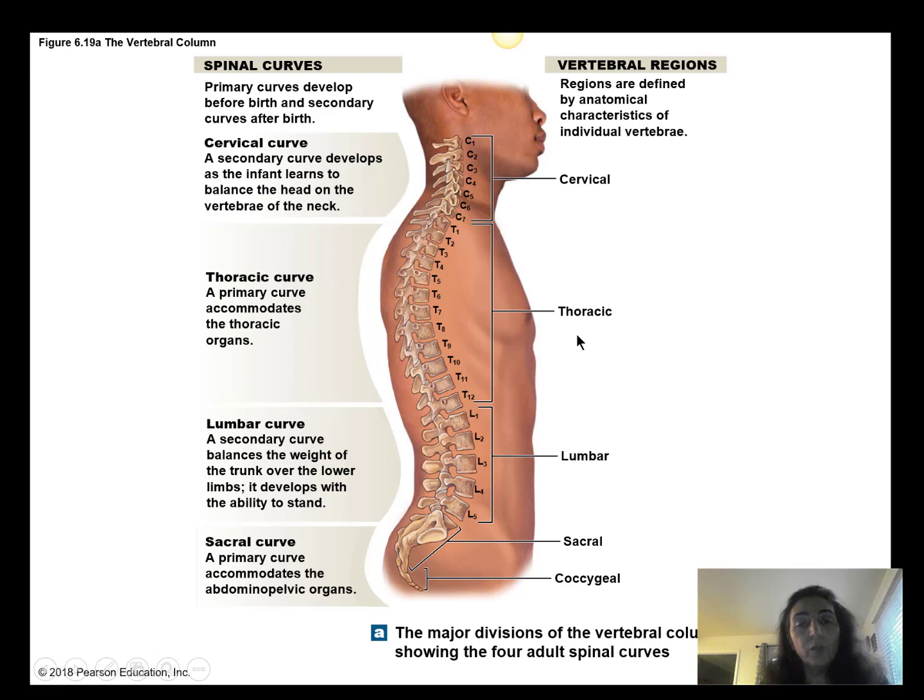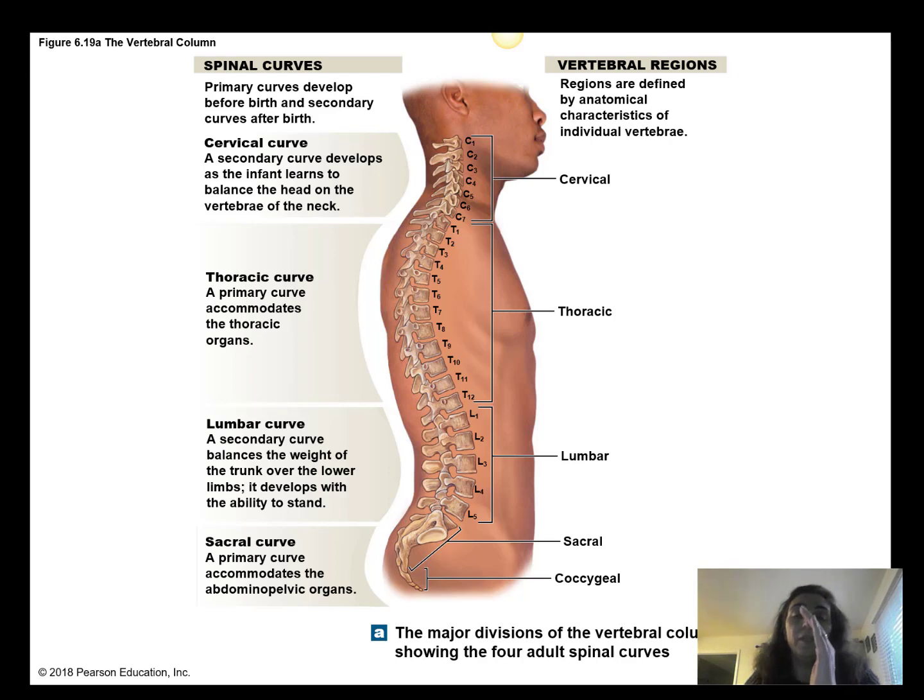Now, besides the vertebral regions and all the vertebrae that we have, as you will see, the vertebral column is not a completely straight line from top to bottom. It has some curves. We have some primary curves and some secondary curves. The primary curves develop before birth, and secondary curves develop after that. So in other words, the person is born with primary curves, and then later gets some secondary curves. Which ones are primary?